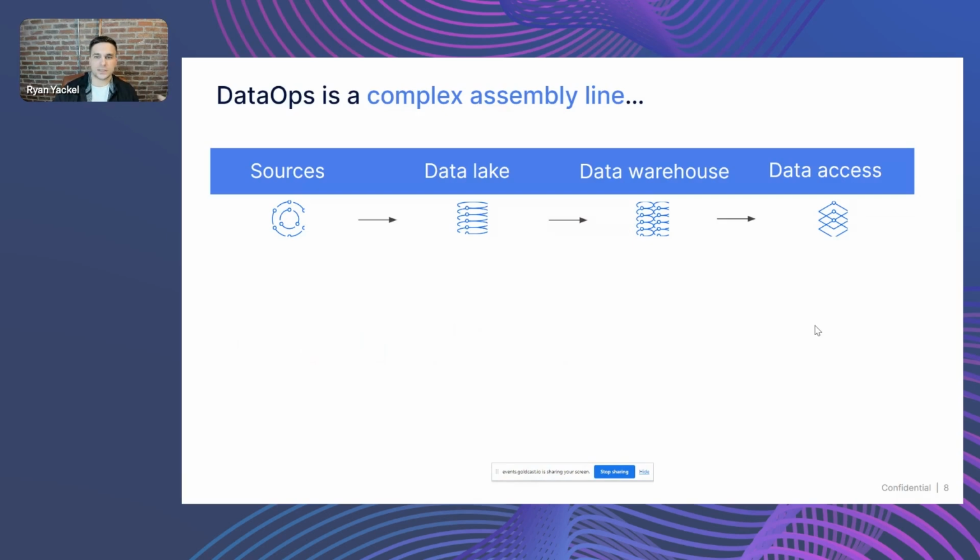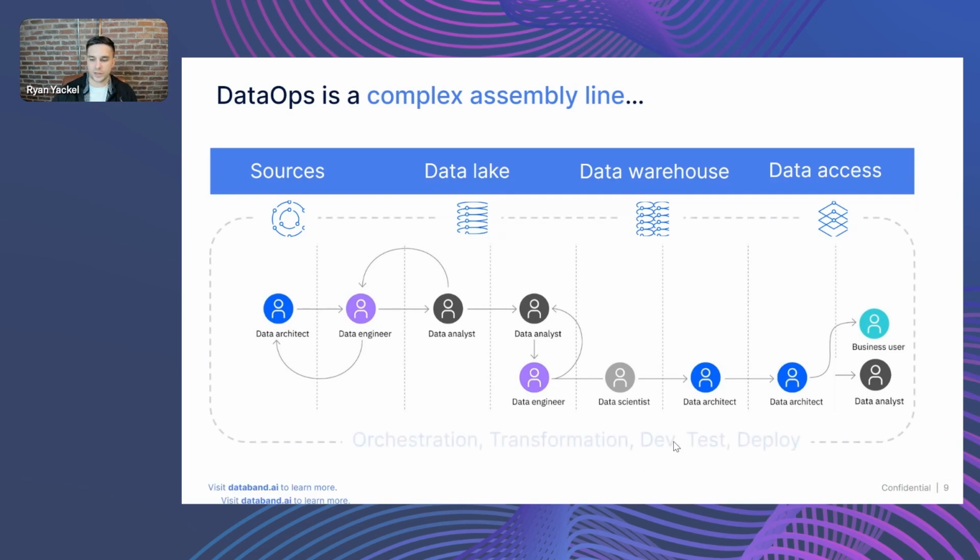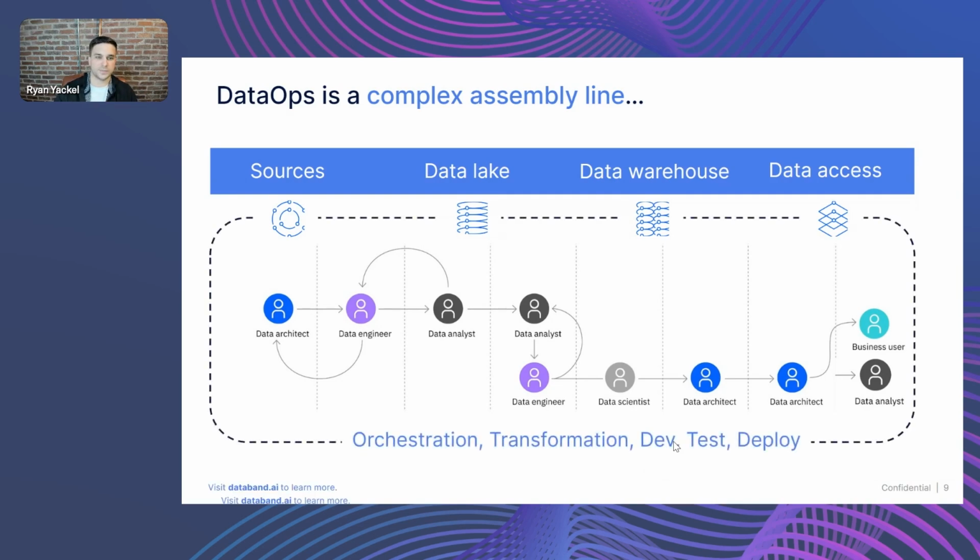So why is this so complex? Well, DataOps is a complex assembly line. If you look at taking data from your sources all the way through your data lakes, data warehouses, and then at the access layer, there's a lot of people involved, from data engineering teams, analyst teams, and also being consumed by a business user, right? So all this is going on. And that would be really simple if it was a very simple process, but it's not.